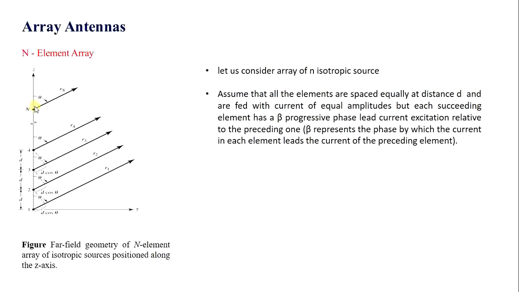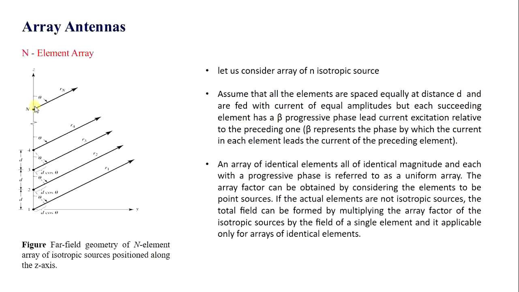An array of identical elements, all of identical magnitude and each with a progressive phase, is referred to as a uniform array. The array factor can be obtained by considering the elements to be point sources, but if the actual element is not an isotropic source, then the total field can be formed by multiplying the array factor of the isotropic source by the field of a single element, and it is applicable only for arrays of identical elements.